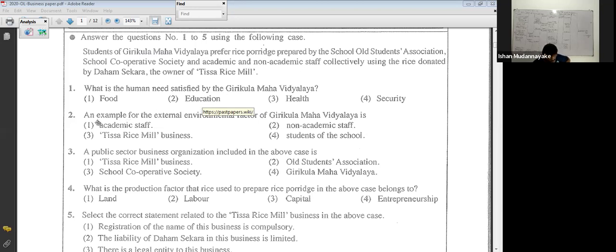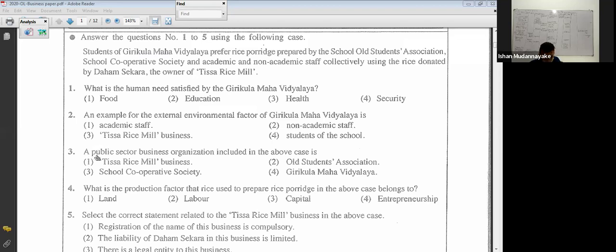Question number 2. An example for the external environment factor of Girukula Mahavidyalaya. What's the answer? Yes, the third one is the answer. This is a rice mill business. Right, the third one is the answer.